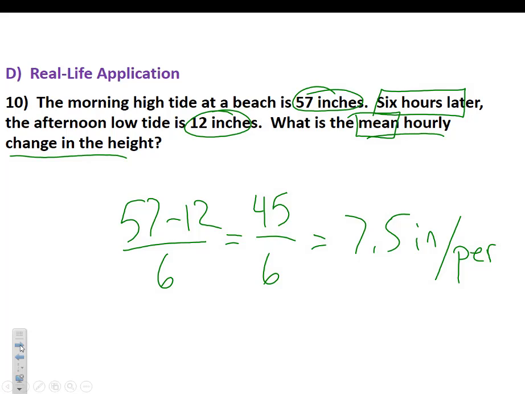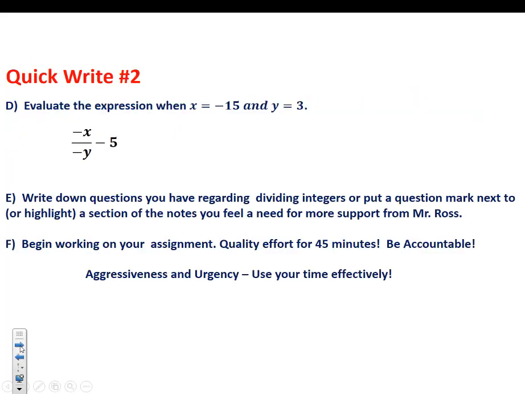So, ladies and gentlemen, moving on to our last quick write. Our video notes for this unit is over. You have one thing to do by evaluating that expression. And then, ladies and gentlemen, of course, if you have any questions, please write them down. Go ahead and mark your text. You can highlight whatever you need to do so that you can come to class and say, Mr. Ross, I really need you to explain this again. Or I was confused when you did this one on example number 6. Whatever it is, you can come into class and ask.